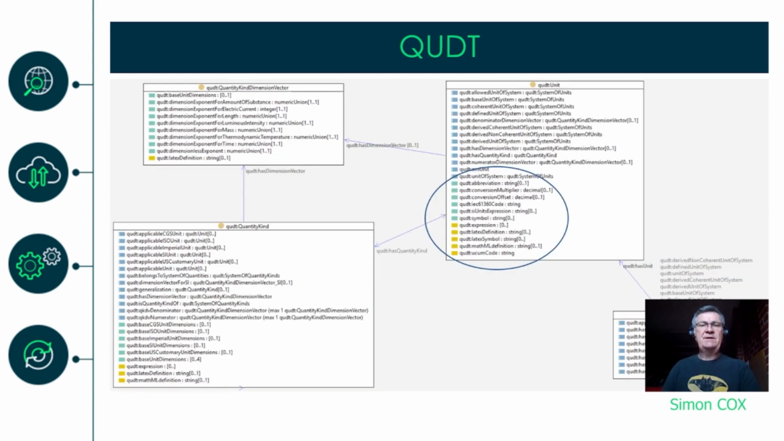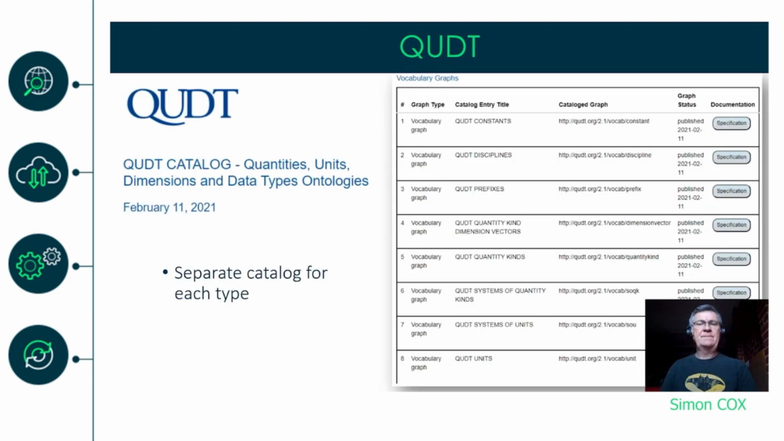This diagram is just to give a sense of the level of detail that is supported by QUDT, as it also includes recording the symbols and codes from various symbol systems, including LaTeX, UNECE, and EUCUM, and also offsets and multipliers relative to SI required for conversions. QUDT publishes a series of collections, one for each type from the model. So there is a set of quantity kinds, a set of dimension vectors, and a set of actual units, as well as these other pieces.